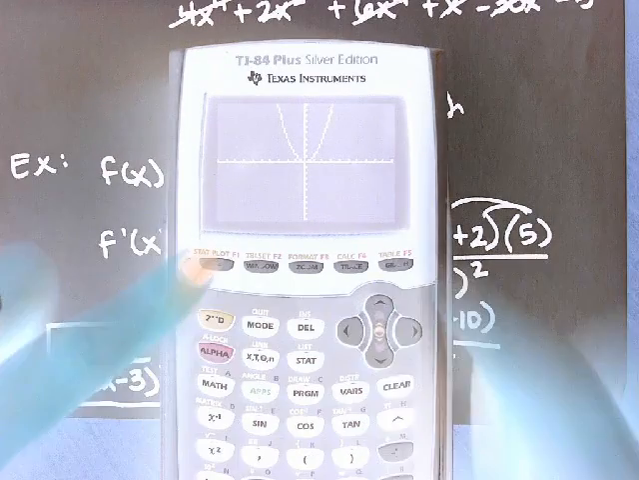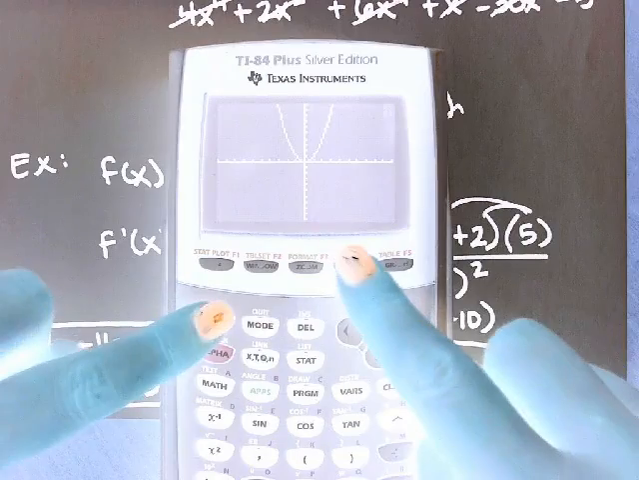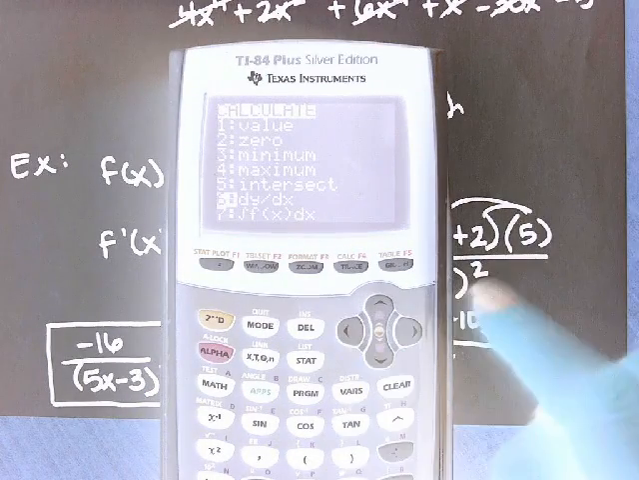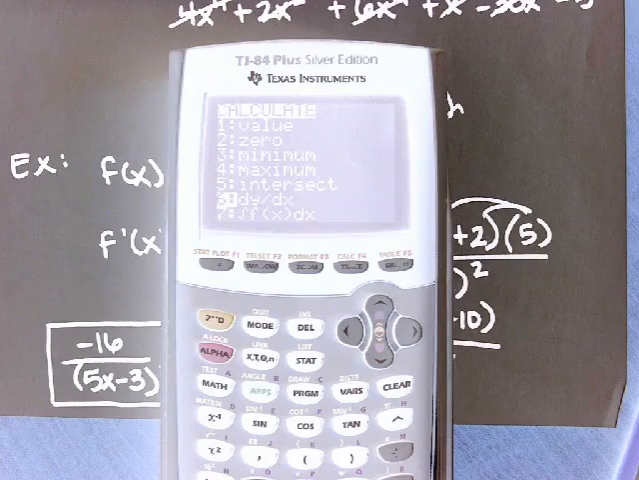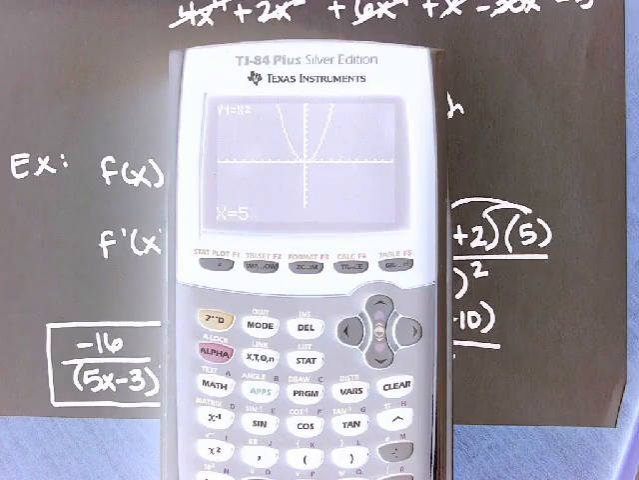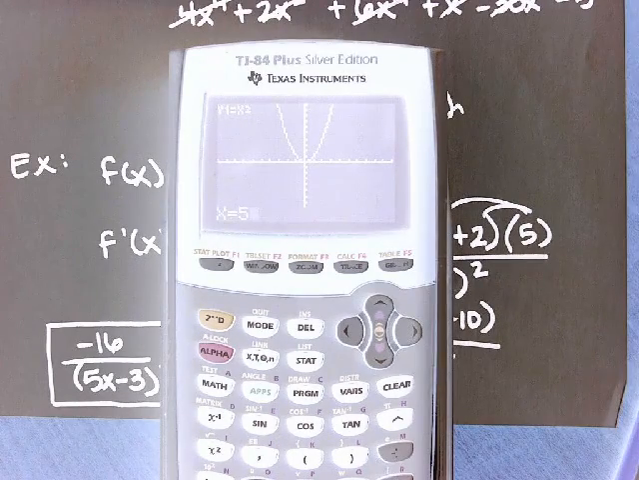So if you have graphed it, you can hit second trace. And if you go down to where it says dy dx, we now recognize that as what notation? Derivative. So if I want the derivative of 5, what am I asking my calculator right now? What does derivative at 5 mean? The derivative at x equals 5. The slope, right? The slope at an x value of 5.